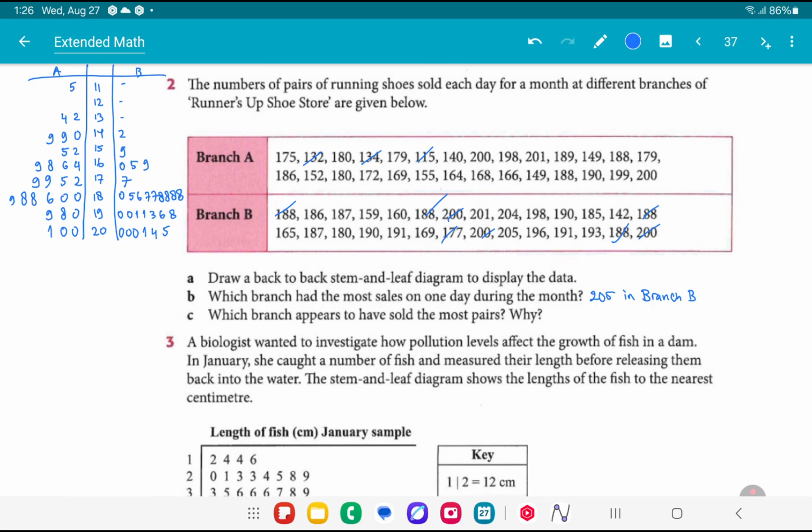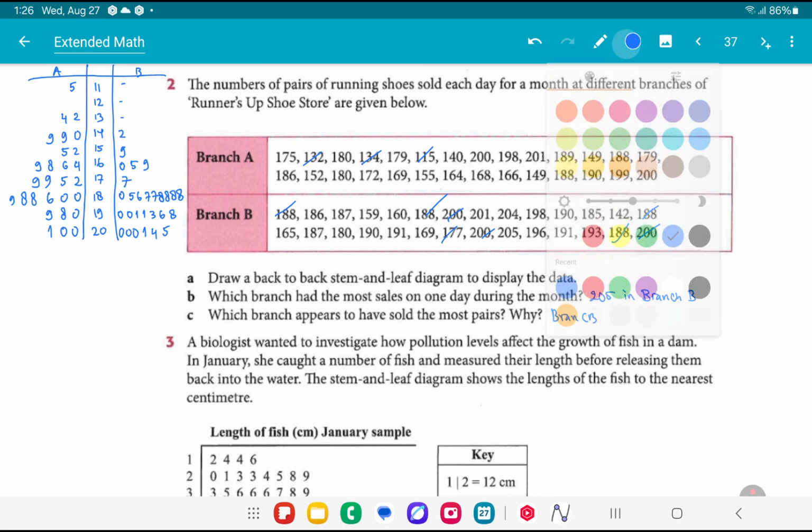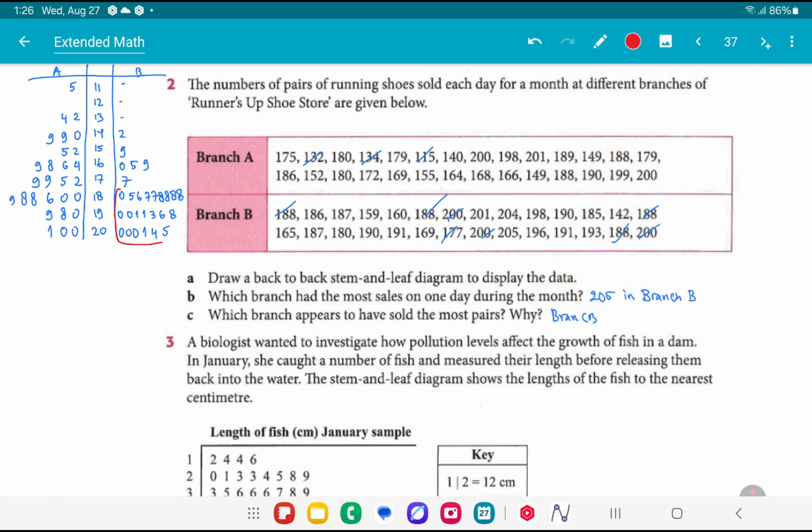For question C, which branch appears to have sold the most pair and why? We can find branch B, because the most data we can find in branch B is at the lower stem and leaf diagram. It means the highest sold. So we conclude that the branch B appears to have sold the most pair.